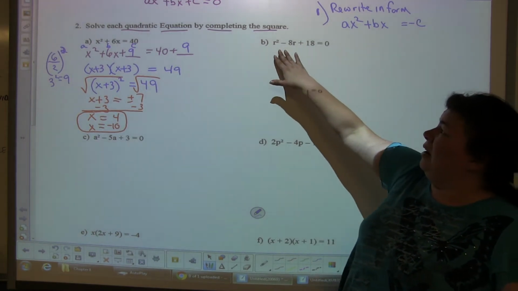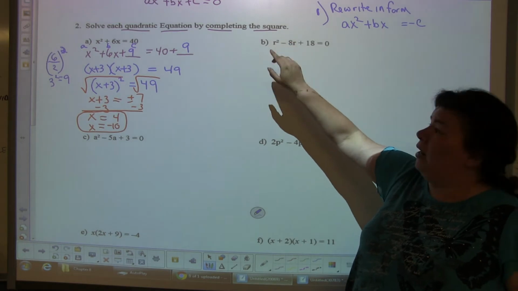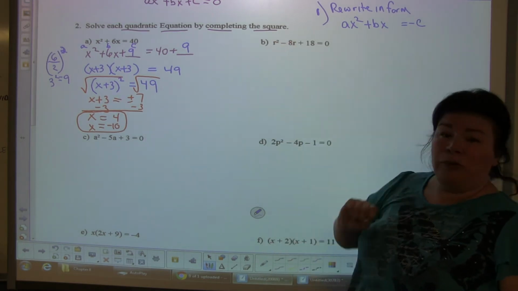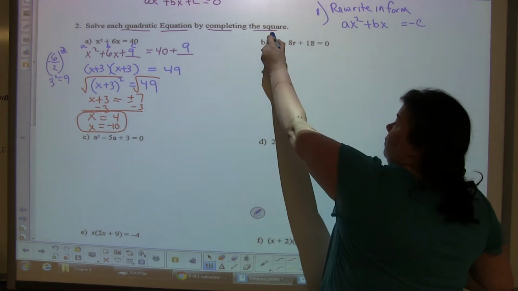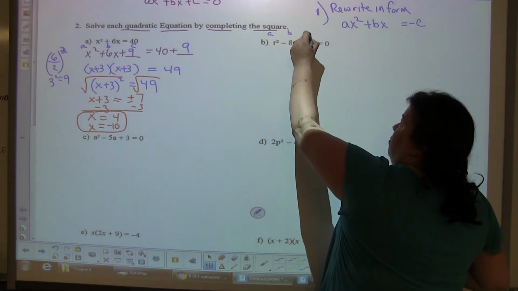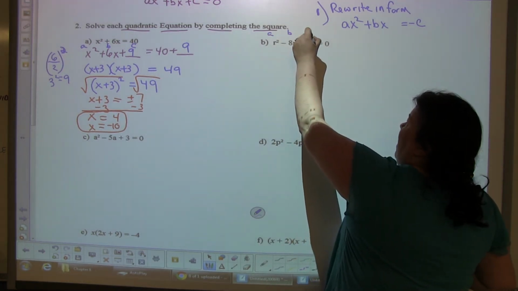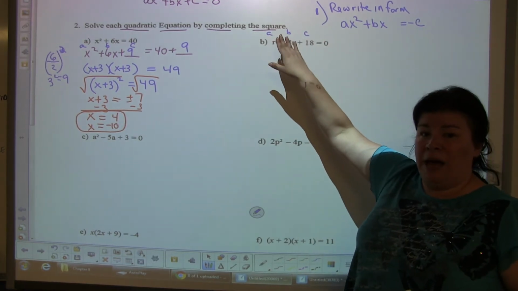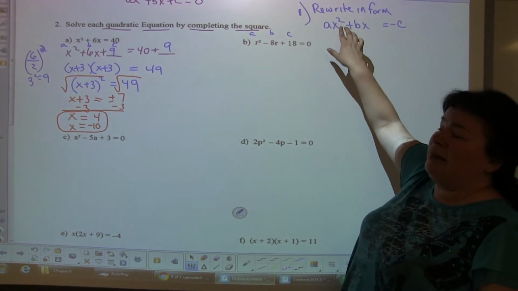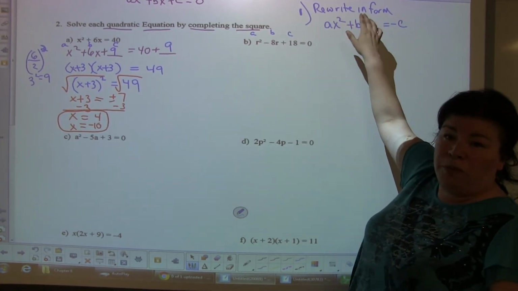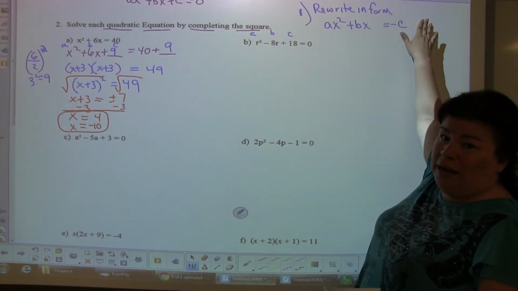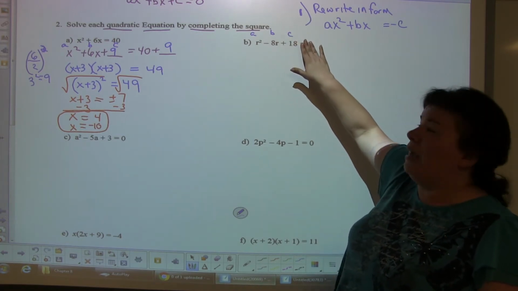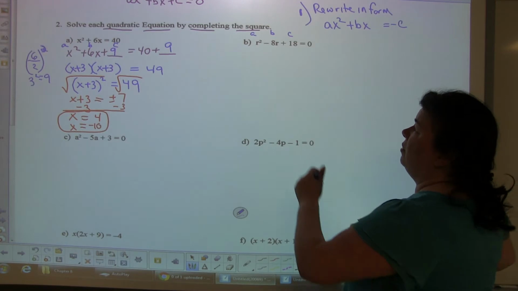So if you look here at this equation, it's quadratic because we do have a quadratic term. Our a term is 1, our b term is -8. Our c term is, right now, 18. But remember, if we're going to use the complete the square method, we have to rewrite this in the form ax squared plus bx equals -c. So we have to remove this c right now by subtracting it to the other side.